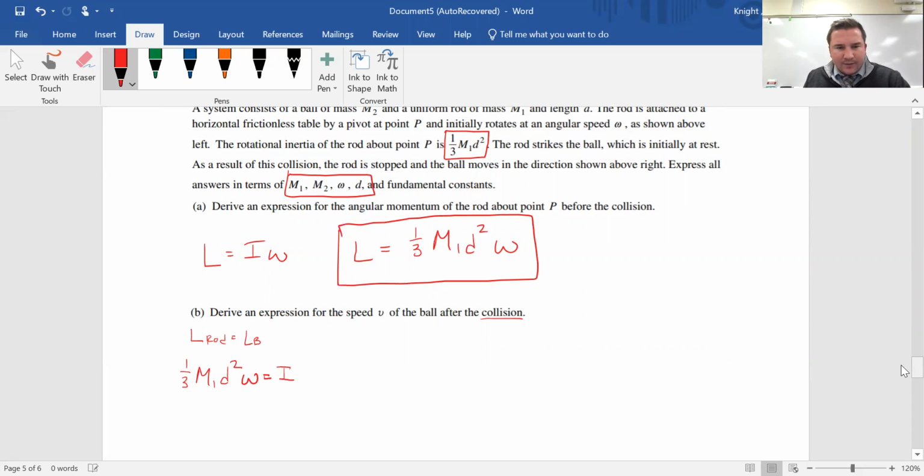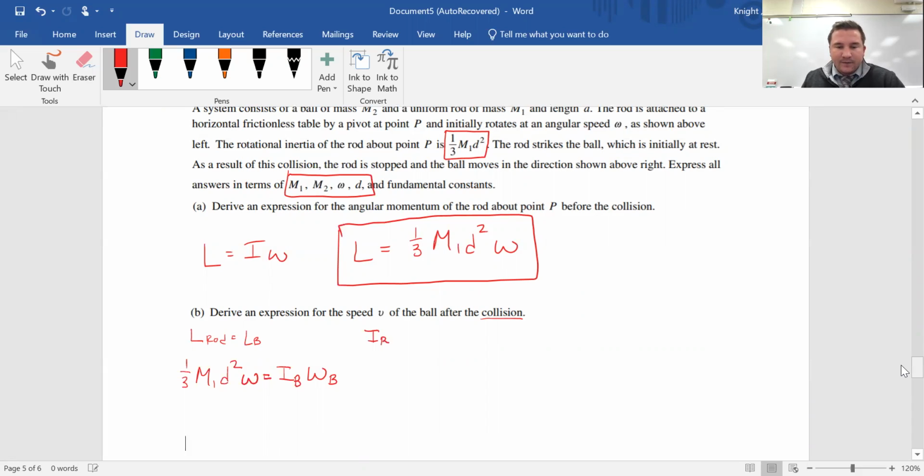Let's drop in I omega there. So I omega is the angular momentum of the ball. Unfortunately, neither of these is allowed because we need m1, m2, omega, and d, and we're looking for speed, linear speed, not angular speed. So we need to replace a couple of things here.